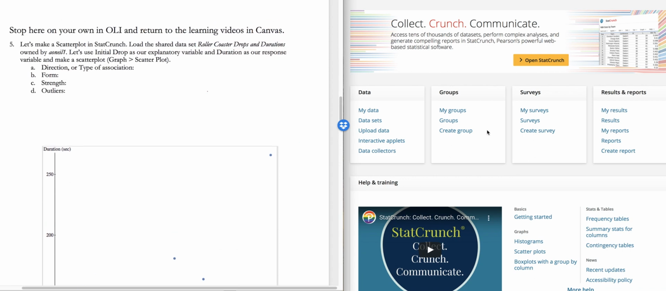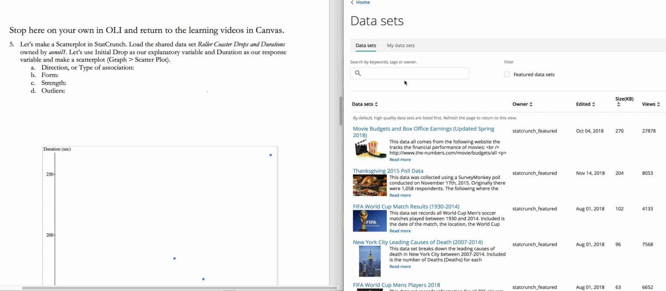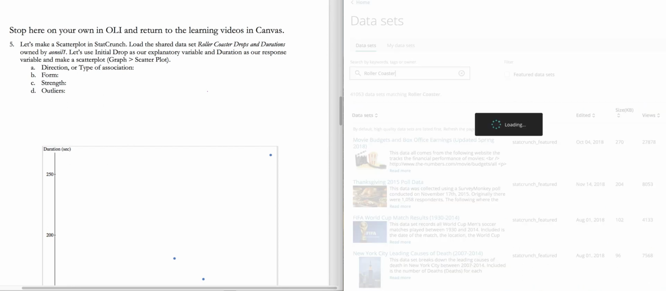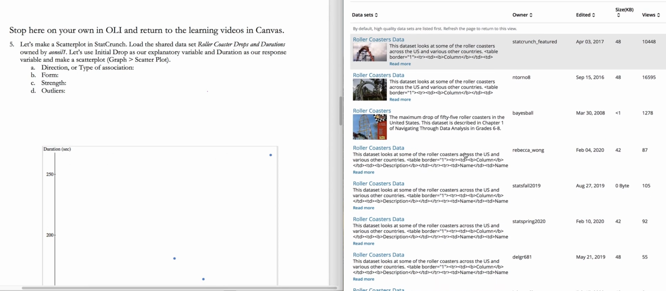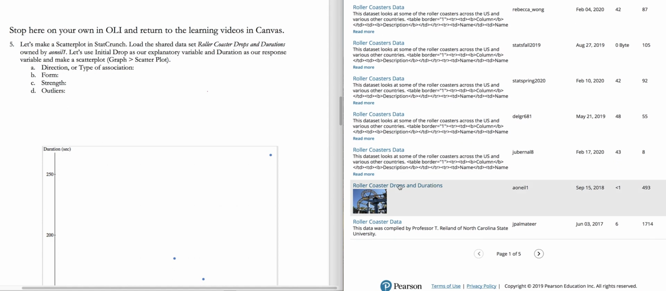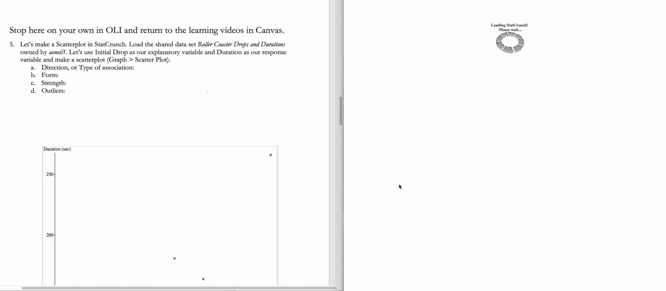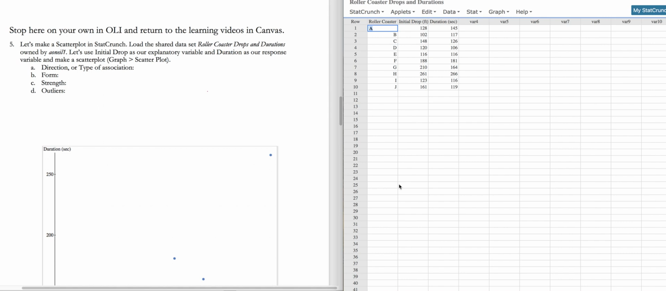So I've got our StatCrunch screen over on the right. We need to click to load a data set. I think if I search for just roller coaster, this will come up somewhere. Let's see. Here we go. Roller coaster drops and durations. And I did it quick, but it did have the right owner there. So here we go. This is our data set.